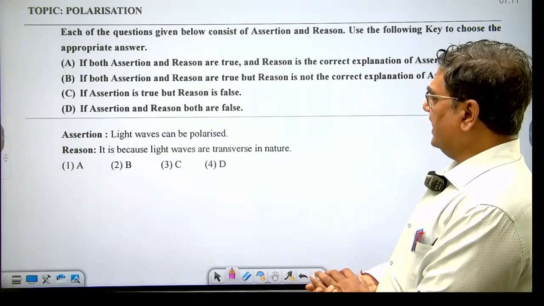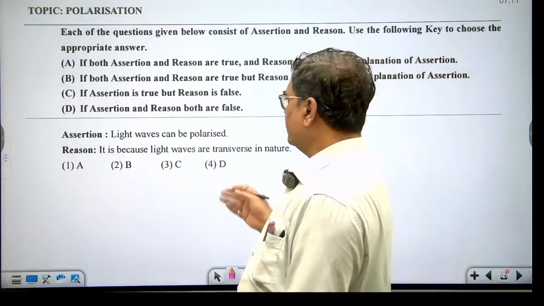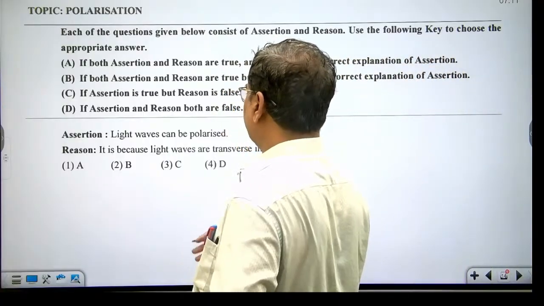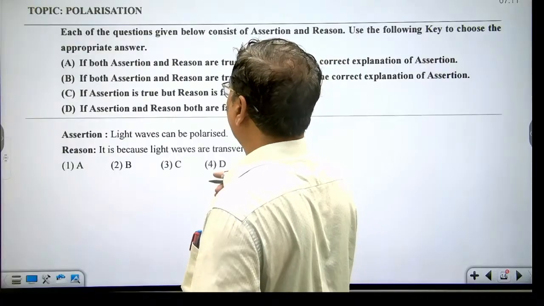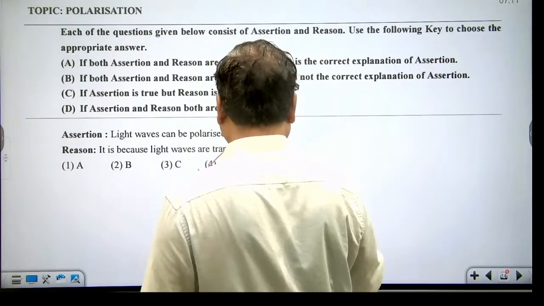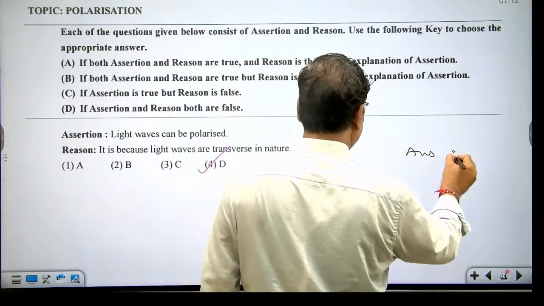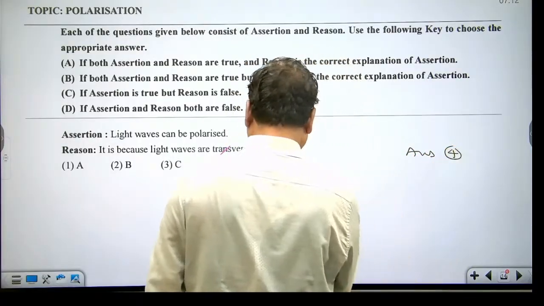Now in the assertion, light waves can be polarized. This is correct, because light waves are transverse in nature. Both assertion and reason are true and the reason is the correct explanation of the assertion. So option 4 is the correct answer.